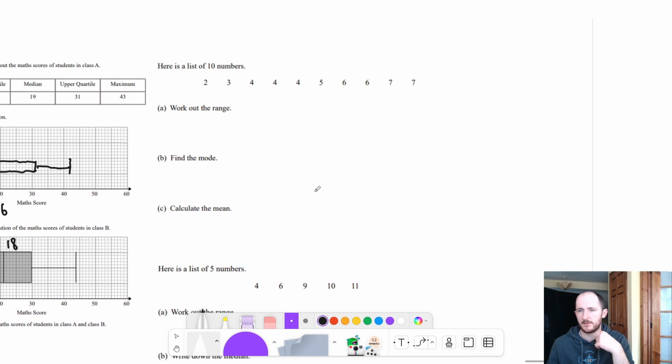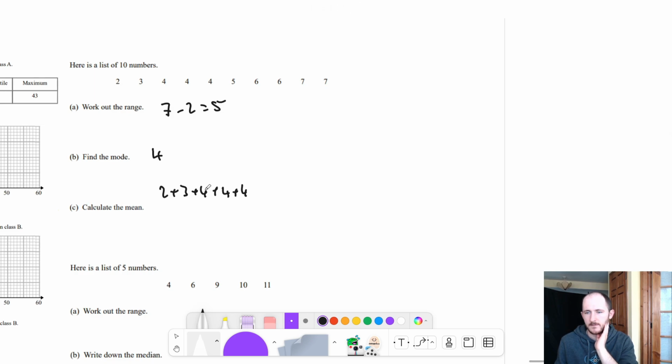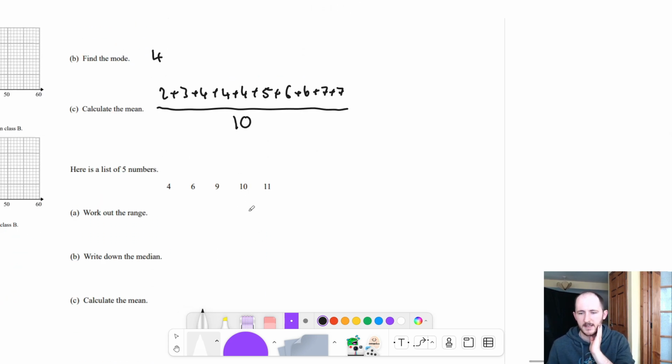And then working out from just a normal list of numbers, the range, mode, and etc. Range is just the biggest minus the smallest number, so 7 minus 2 is 5. The mode is the number that appears the most, which is 4 in this case. There's 3 4s. The mean, you add them all up, and you divide by the number of numbers you have, which is divide by 10. You just use a calculator.